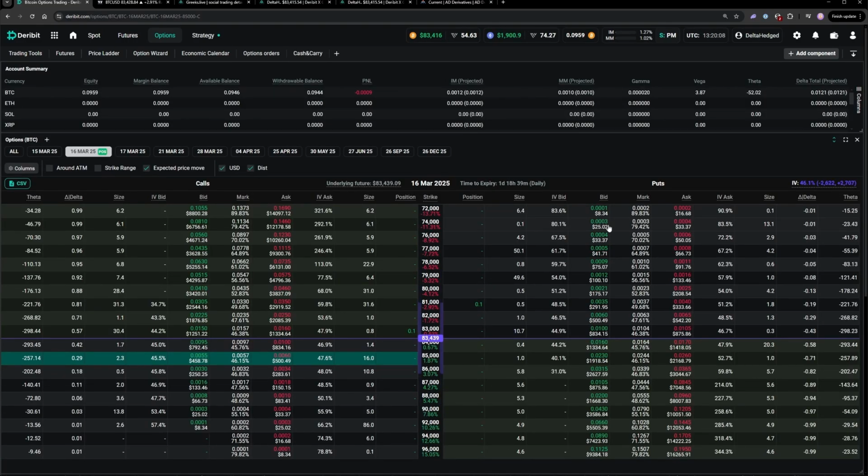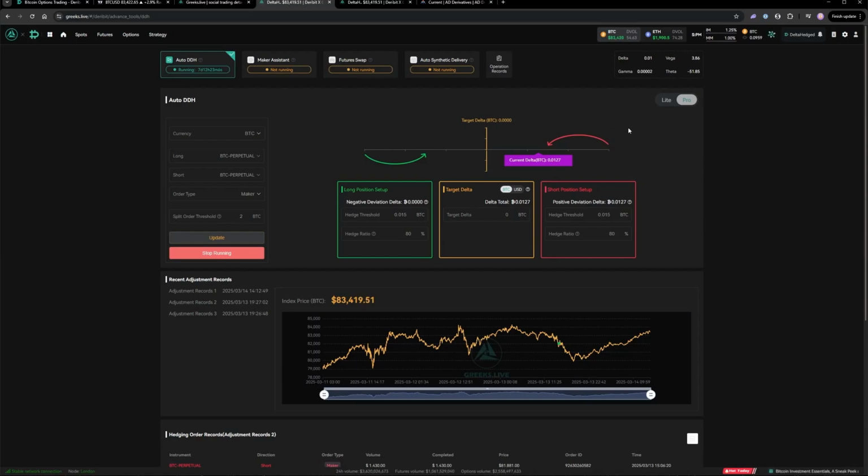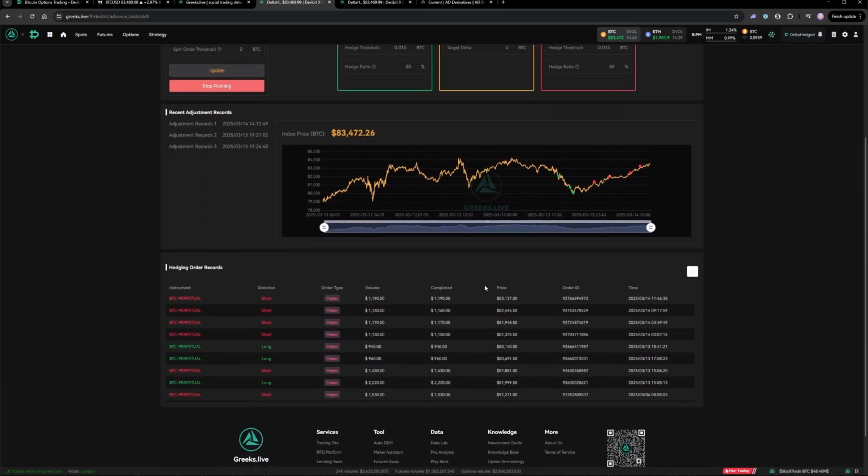I'm in the delta hedged account now, and you can see I've got a long strangle on the 16th of March expiry. And this is being hedged by the Greeks Live delta hedging tool, the same as the positions in the previous videos. I'll just show that tool as a reminder. And this tool works exactly the same whether you're long or short options. It checks the delta of the account regularly. And when the delta breaches the set threshold that I've done here in these forms, it makes trades to hedge that delta. And you can see the most recent trades down at the bottom of the page here.